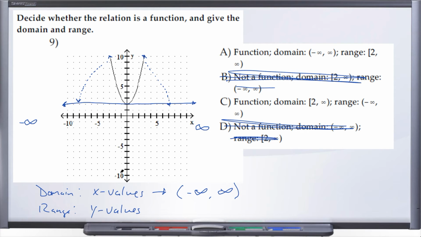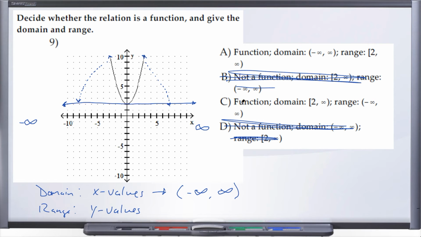All right, let's see if one of our answers has that as a possibility. Well, here, A, function, we know it's a function. Domain, negative infinity to positive infinity. So A is still in the running as being a possibility. Here, answer C says function, good. Domain, look here. We don't have negative infinity to positive infinity. So C is going to be eliminated.